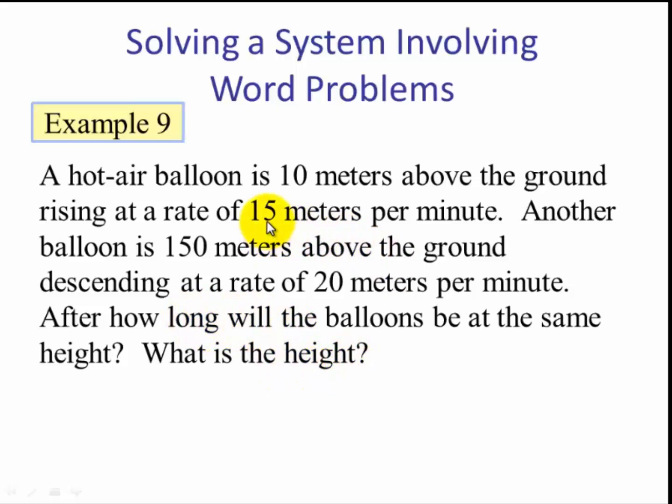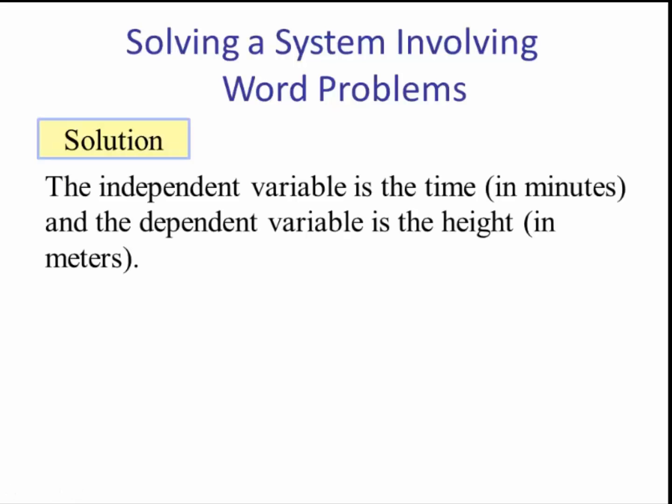height. And it also helps to see here, we can think of this as slope, 15 meters per minute. Per means to divide, so this is the change in y over the change in x. So for every minute increase, the height is increasing 15 meters. And for the second balloon, descending means it is dropping, so the slope's going to be negative, and that's 20 meters per minute. So every 1 minute increase, the height will drop 20 meters. So the independent variable is time, and that's measured in minutes, and the dependent variable is height, measured in meters.